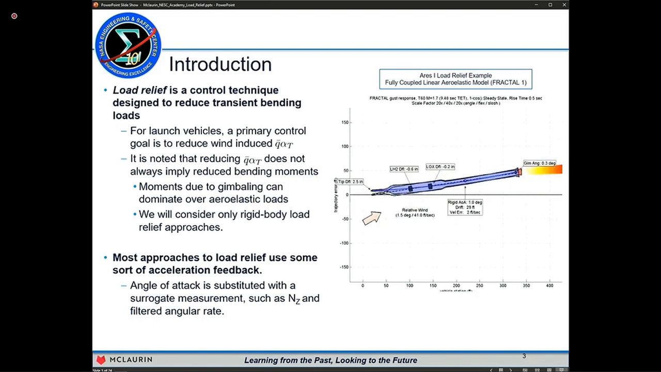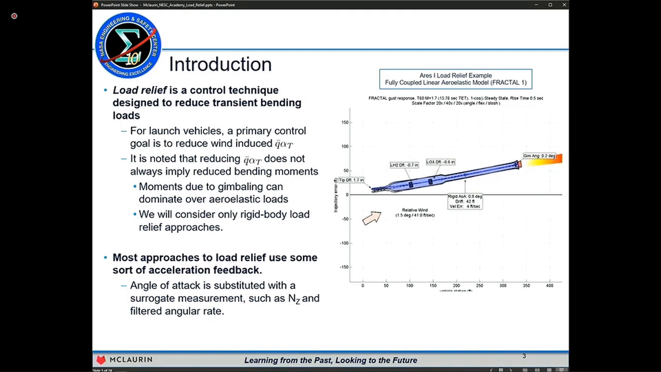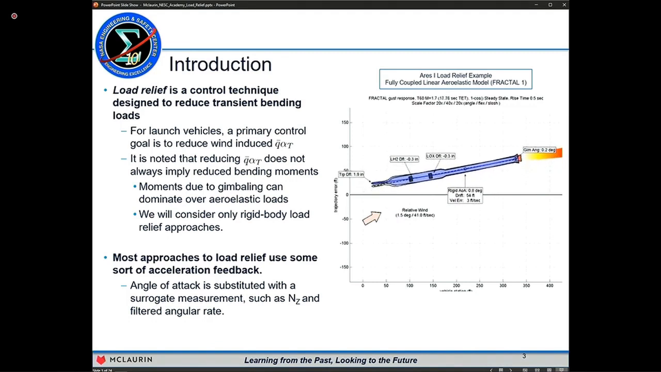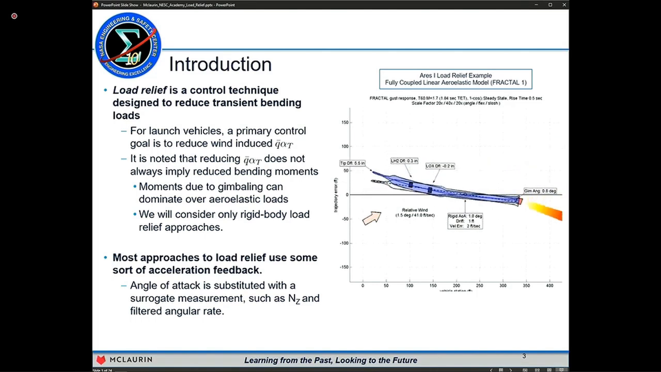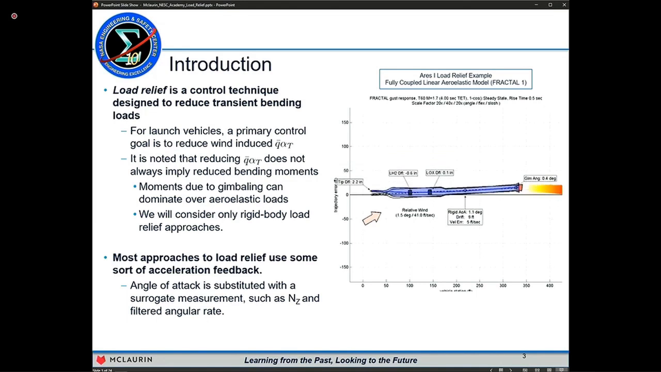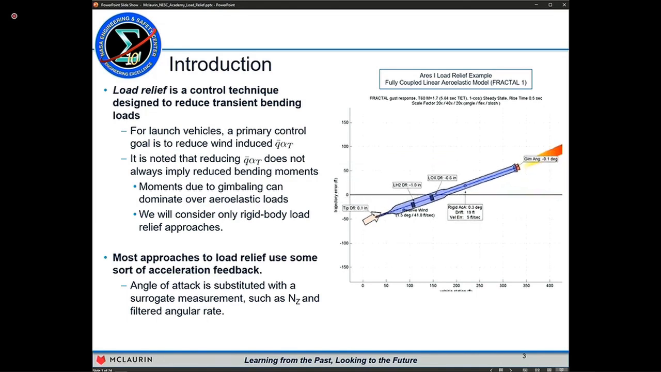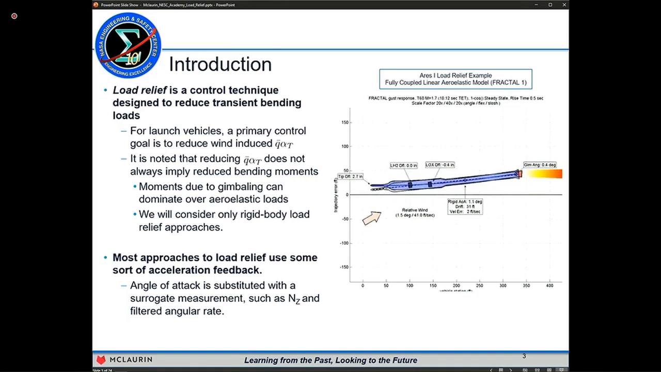We'll talk about why, but essentially what we're trying to do with load relief is control angle of attack. It's very difficult to measure angle of attack directly, so we use a surrogate measurement like NZ and combine that with filtered angular rate in order to construct a synthetic, either an actual direct estimate of angle of attack or a surrogate signal that we can use in the control law.